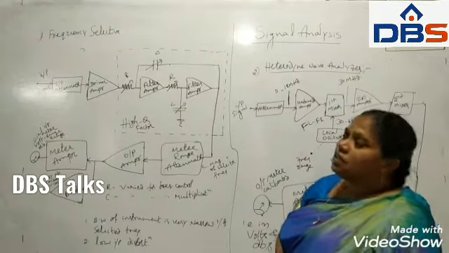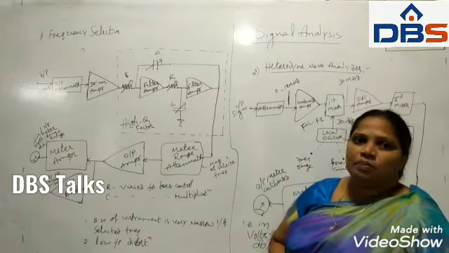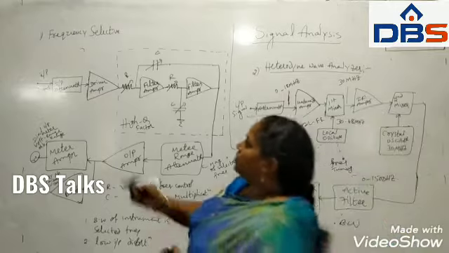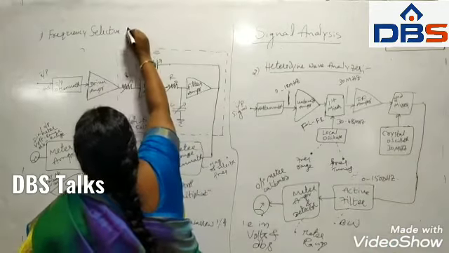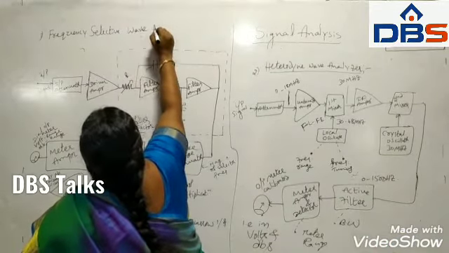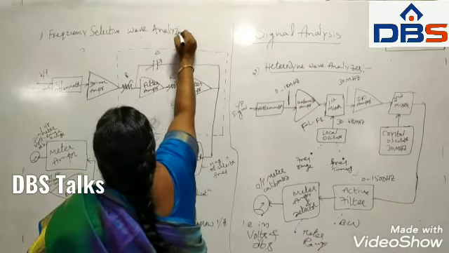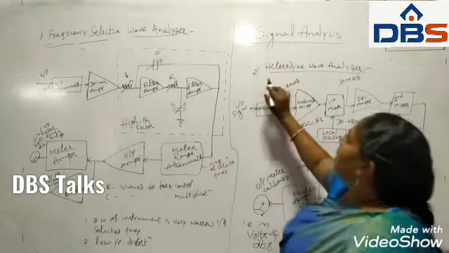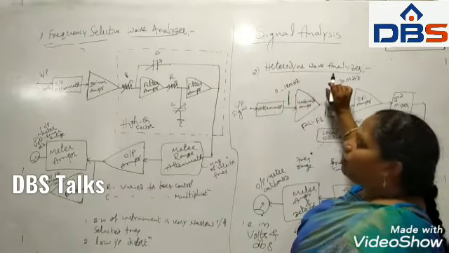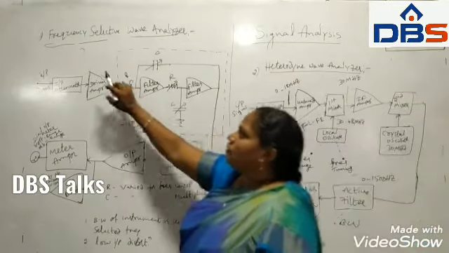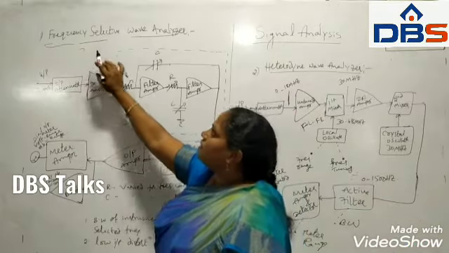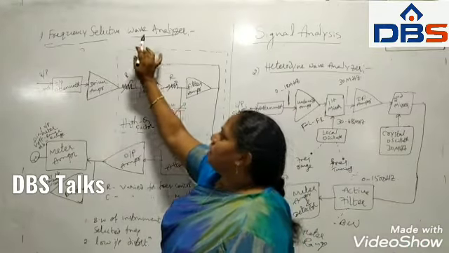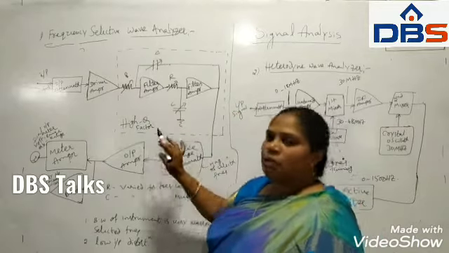The wave analyzer classifications are two types. What are the two types? First one is the frequency selective wave analyzer, and second one is the heterodyne wave analyzer. Coming to the first one, the frequency selective wave analyzer, I will explain by using this block diagram.